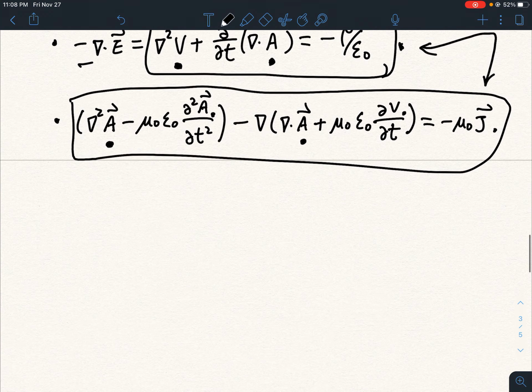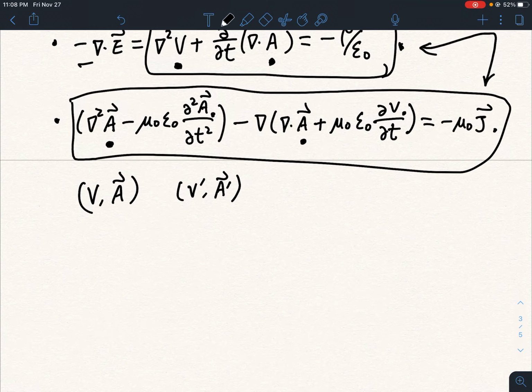As I said, if you increase this V by a constant number, it will not change the E and B values. So now let us consider I have one choice, which is V and A. I have another choice, V prime and A prime. We want to figure out what kind of relation we have between these, so that they still correspond to the same E and B.